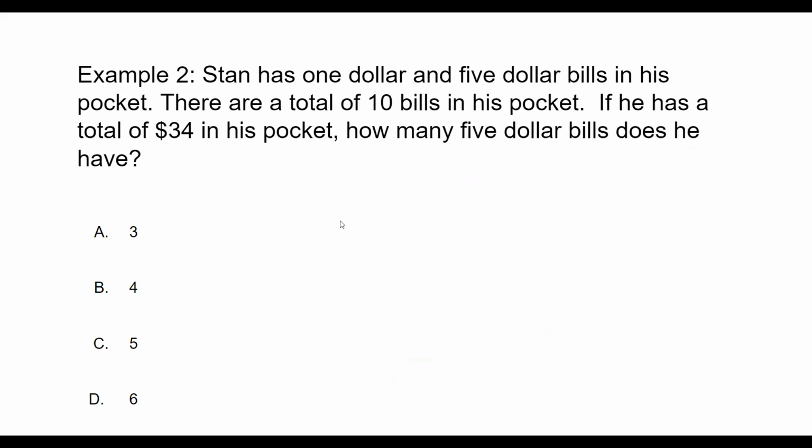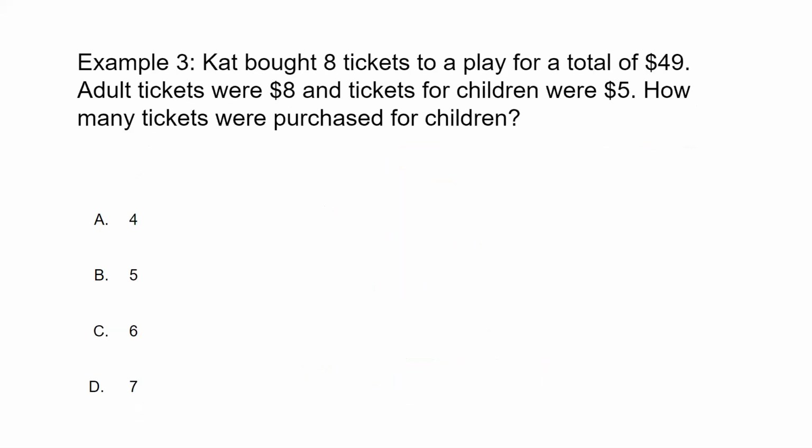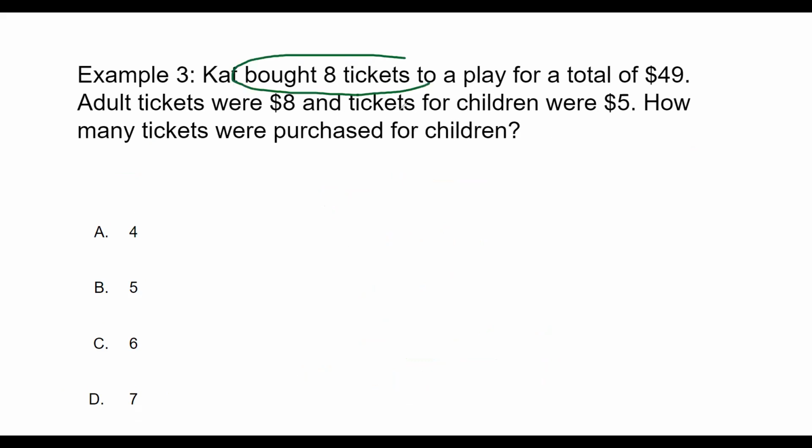Going on to the next example. Kat bought 8 tickets to a play for a total of $49. Adult tickets were $8 and tickets for children were $5. How many tickets were purchased for children? So she bought a total of 8 tickets. So our guesses are for children's tickets: 4, 5, 6, and 7. I'm rewriting this because it makes it a little bit easier to do the math after we figure out the quantities.